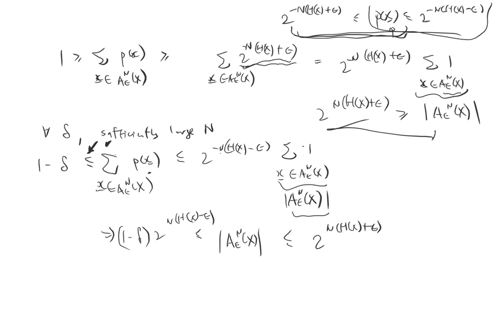So that does give us a more rigorous argument than we hand-waved earlier. Earlier we said the number of typical sequences will be about 2 to the n hx, but now we can say more rigorously that it is bounded by this plus epsilon and minus epsilon, times this 1 minus delta, and so on. But anyway, the argument is the same: the number of typical sequences will be approximately 2 to the n hx.